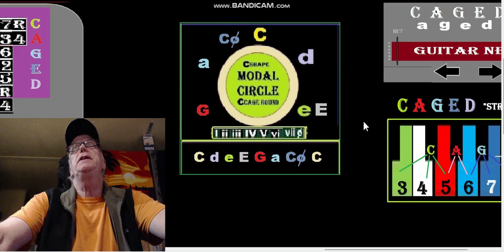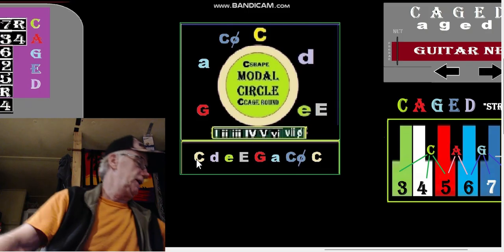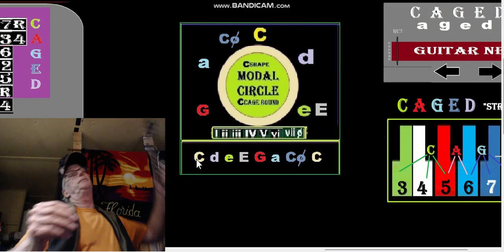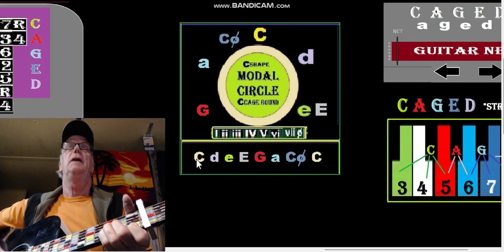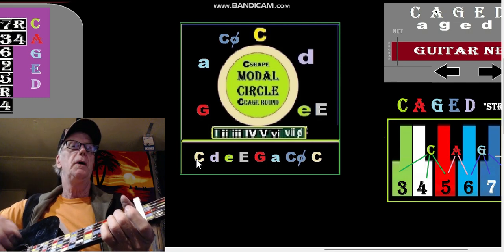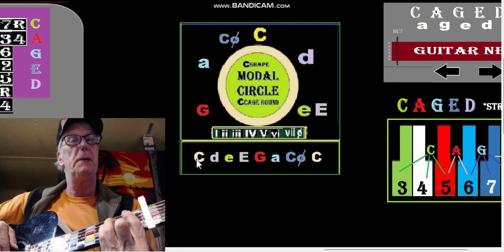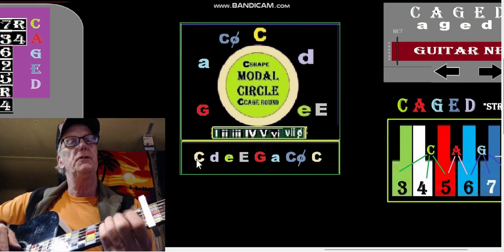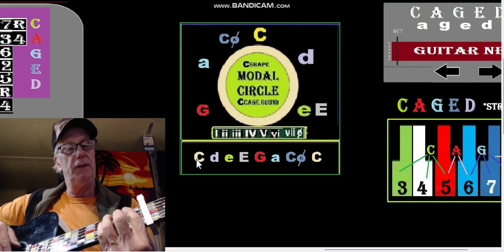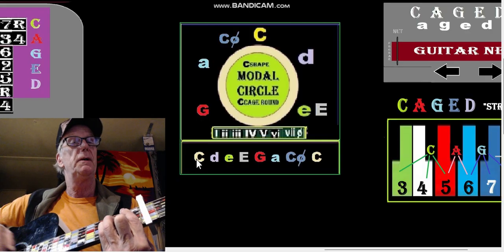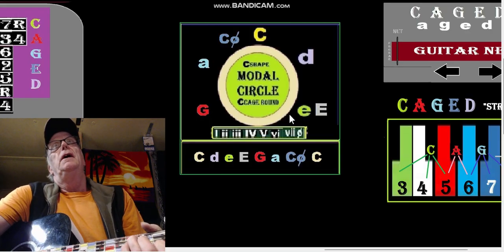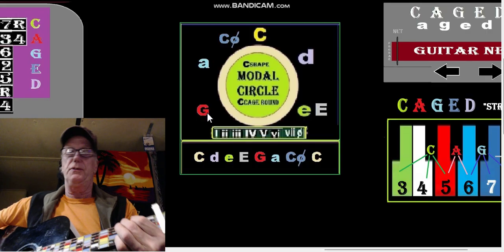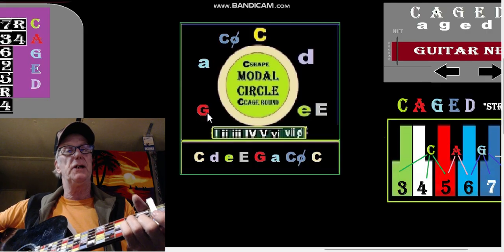If we start with C as the first shape, then D minor is the second shape. E minor is the third shape. E major is the fourth shape, remember? The E shape is the fourth of the C shape. And the fifth of the E shape, which is F, F's fifth is C, is the C shape. So it reciprocals there. G shape is the fifth. A minor shape is the sixth.